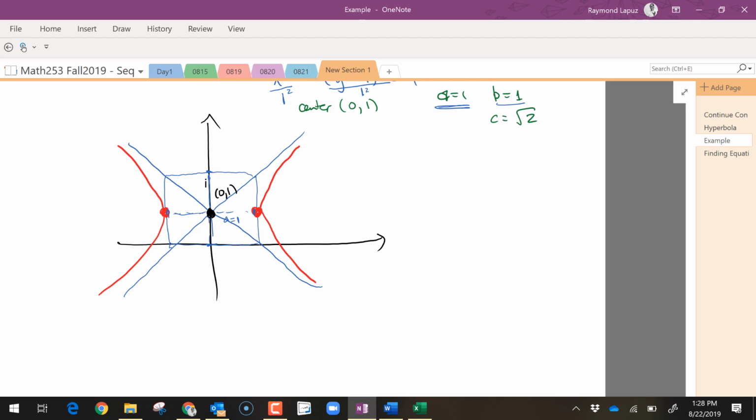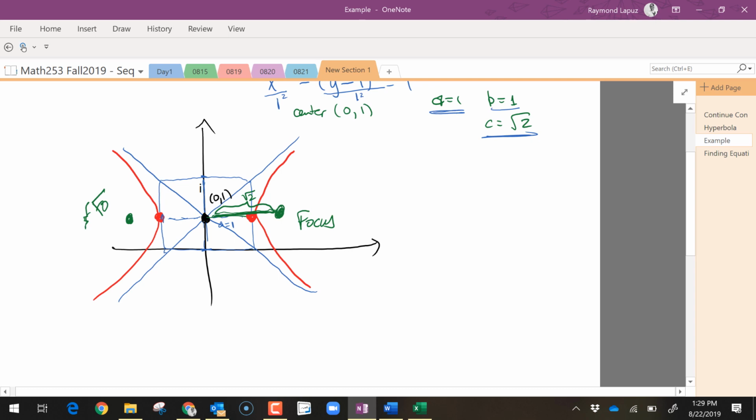So what you would do to get the focus points, just as a last step here, is you go, this is 1. Square root of 2 is bigger than 1, right? So another measurement a little bit bigger than 1 over here. This is a distance of square root of 2. And then that's your focus. And then you have the same thing happening on the other side. Okay. Forgot about the focus.